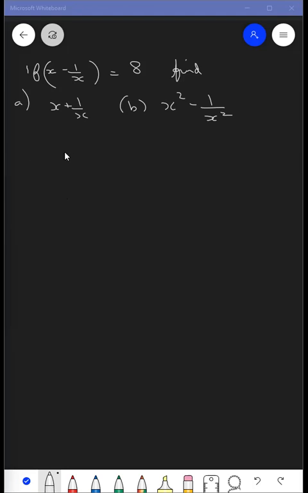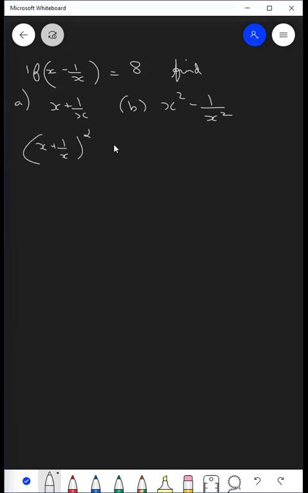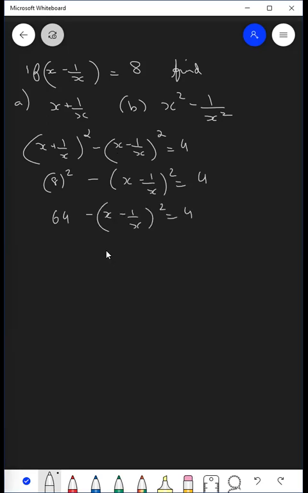Paki, let's solve this. x plus 1 upon x whole square, minus x minus 1 upon x, is equal to 4. Then x plus 1 upon x whole square minus, so what is this? 8 square minus 1 upon 4 is equal to 4. Ananya, that is correct. Sarah, that's correct. Now 64 plus 4 is equal to x plus 1 upon x square.